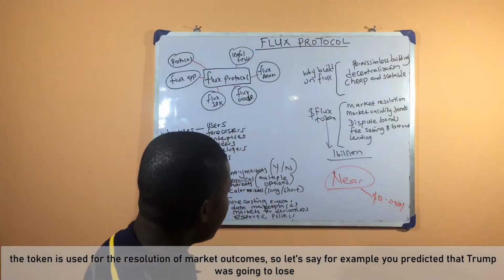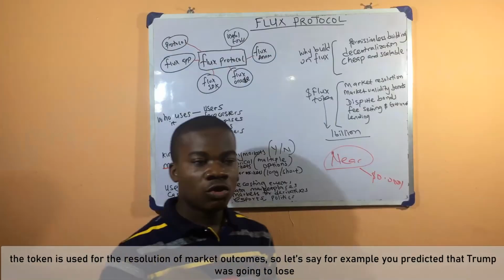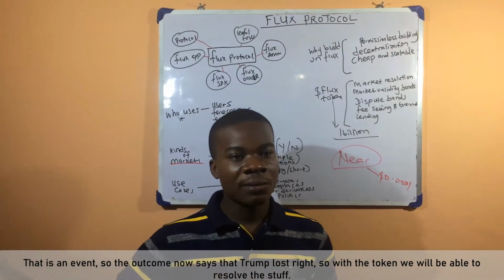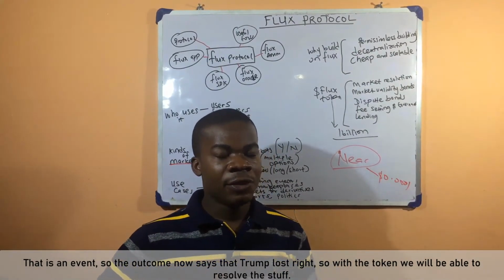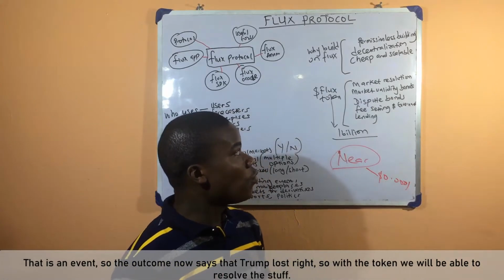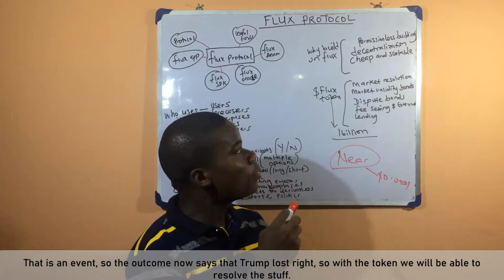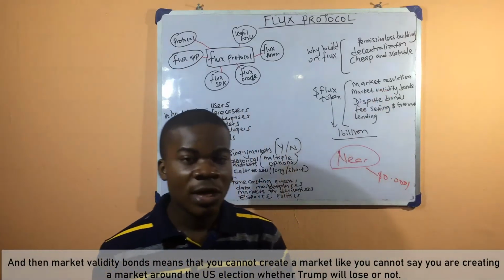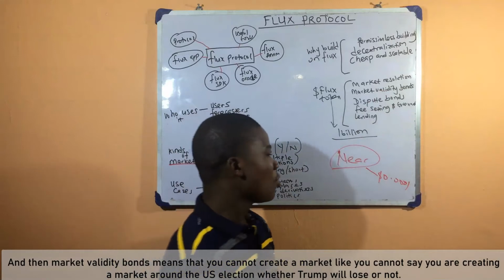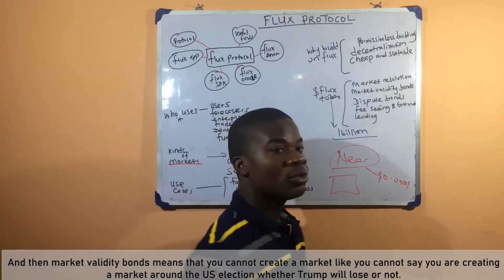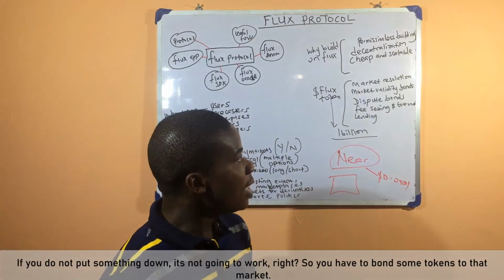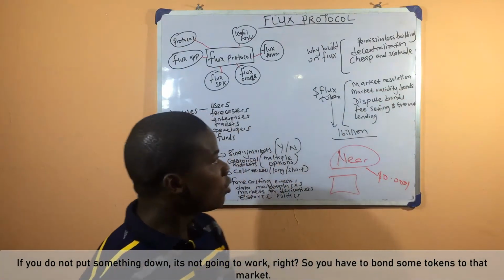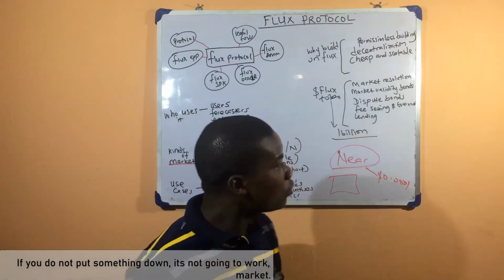So let's say, for example, we predicted that Trump was going to lose. That is an event. So the outcome now says that Trump lost. With the token, we'll be able to resolve it. And the market validity bonds mean that you cannot create a market, like you cannot say you're creating a market around the US election, whether Trump will lose or not, if you do not put something down. It's not going to work. So you have to bond some tokens to that market.